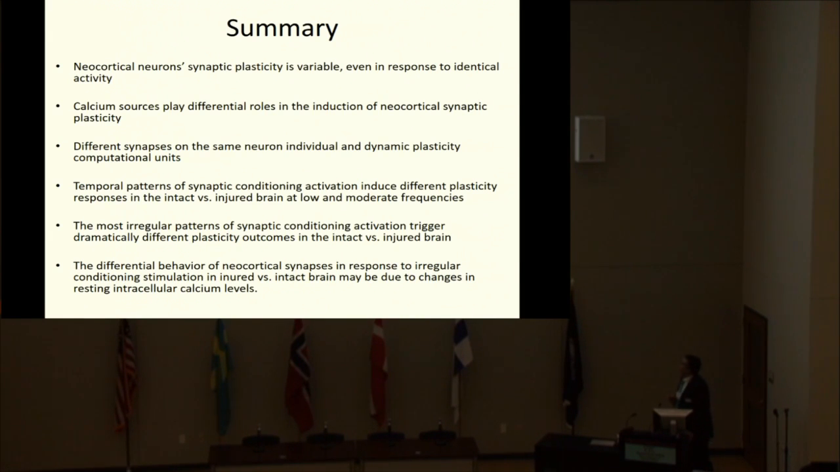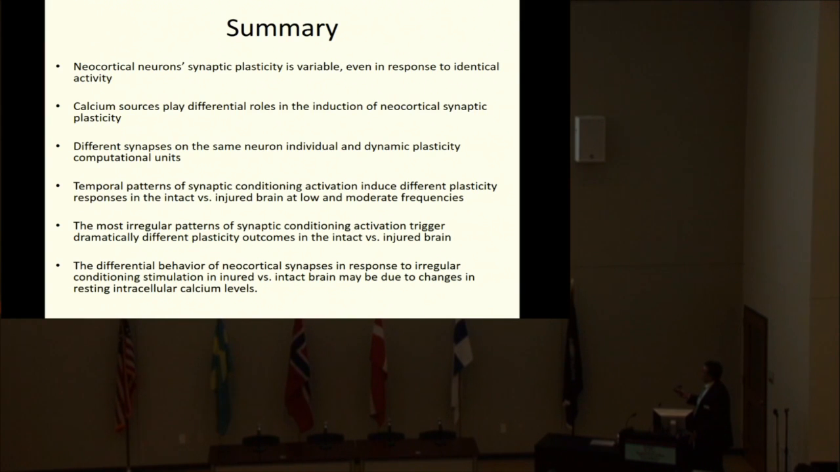So, in summary, what we found is that neocortical neuron synaptic plasticity is highly variable, even in response to identical activity. Calcium sources play differential roles in the induction of neocortical synaptic plasticity. Different synapses on the same neuron show different dynamic plasticity states and act as their own computational units. The temporal patterns of synaptic conditioning induce different outcomes in intact versus the injured brain, depending on the frequency, where the more irregular patterns trigger dramatically different plasticity outcomes in the intact versus the injured brain.